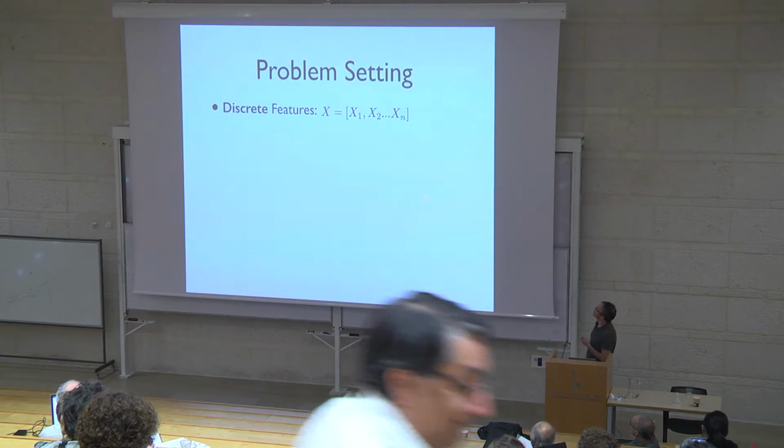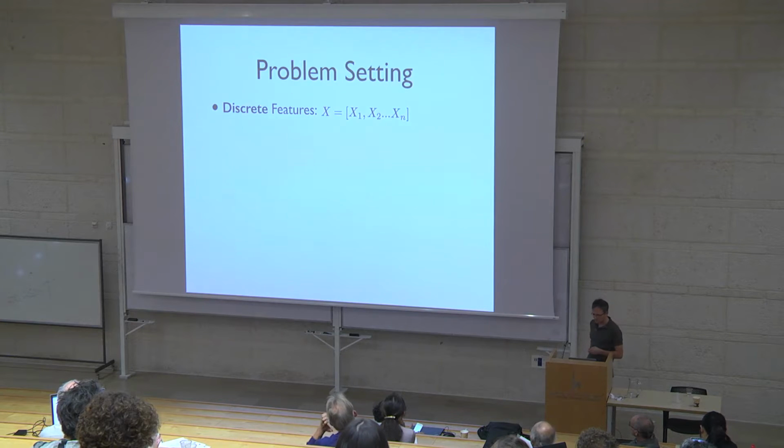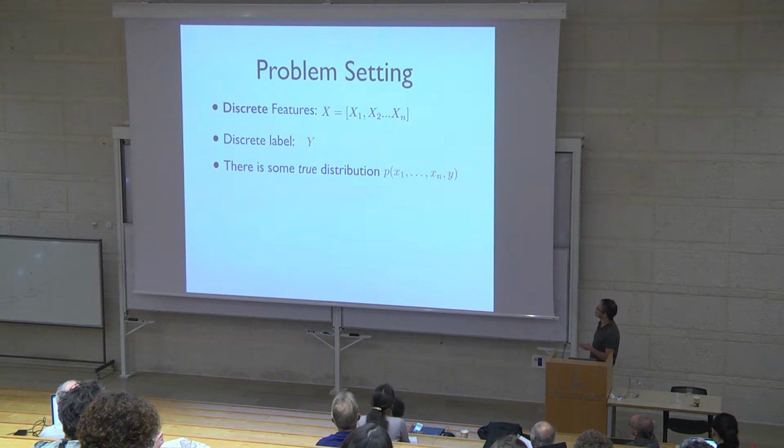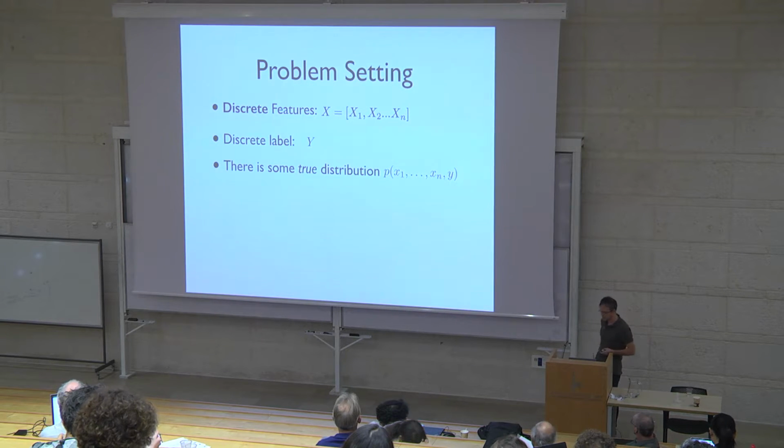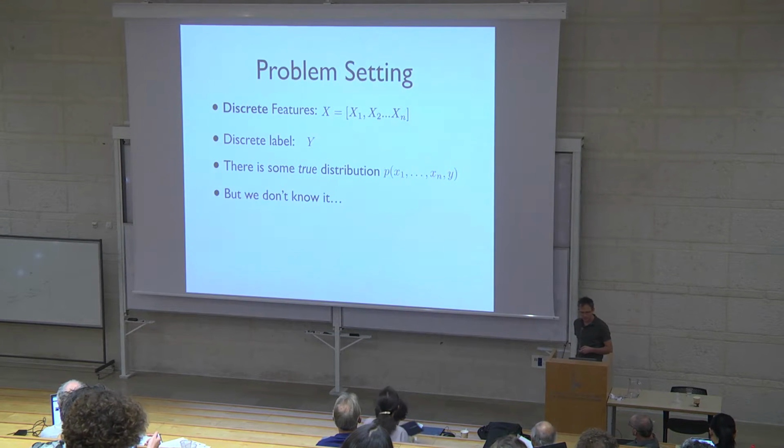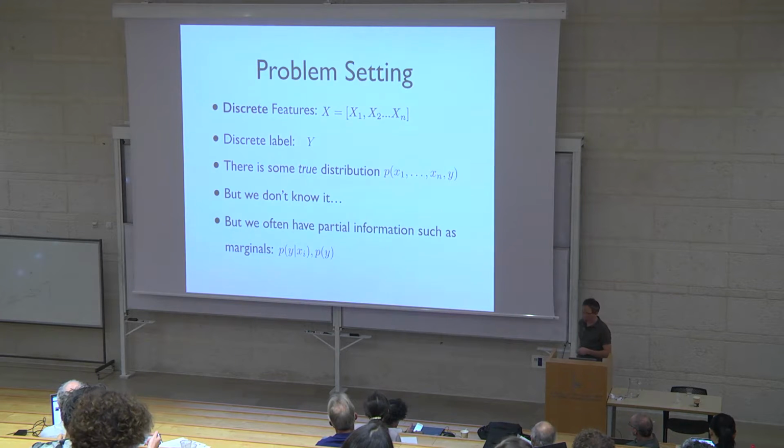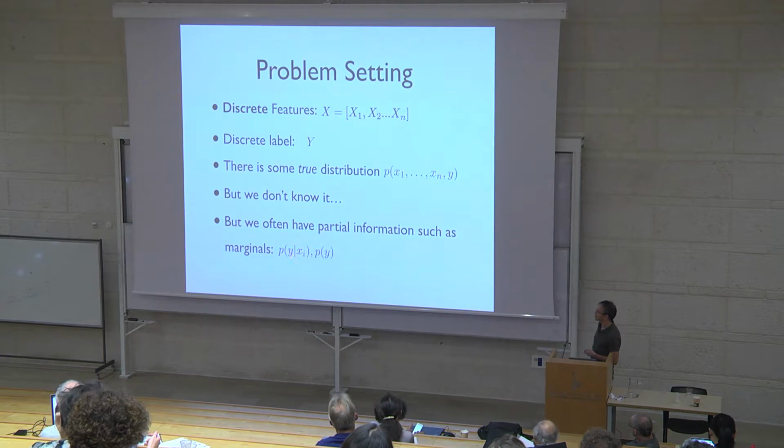Okay. So here's the setting. We assume we have n features. Let's assume they're discrete for this talk. And we have a discrete label y. In the true world, there's some true distribution binding these x's and this y. It's underlying the data. You never get to actually see it, but the data is generated from that. We don't know it. But we do often know some simple marginals of this distribution, like the probability of y given a single feature, the probability of y.